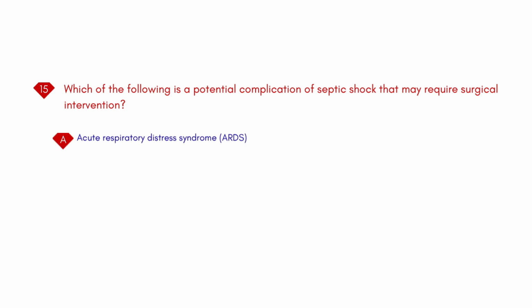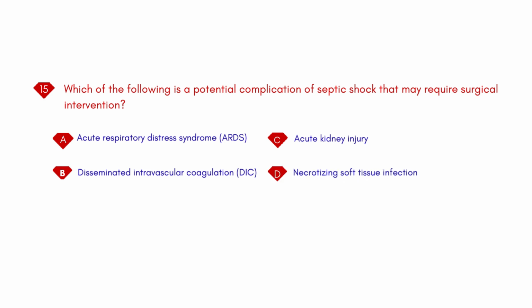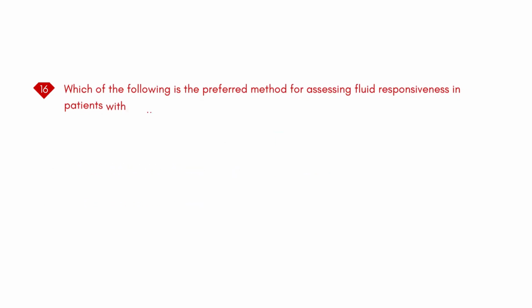Which of the following is a potential complication of septic shock that may require surgical intervention? A. Acute respiratory distress syndrome, ARDS. B. Disseminated intravascular coagulation, DIC. C. Acute kidney injury. D. Necrotizing soft tissue infection. Answer: D. Necrotizing soft tissue infection.